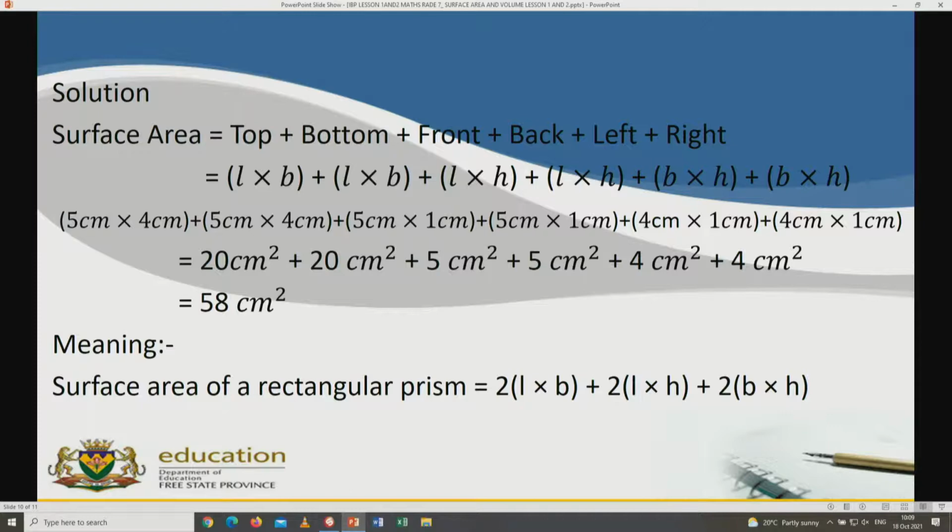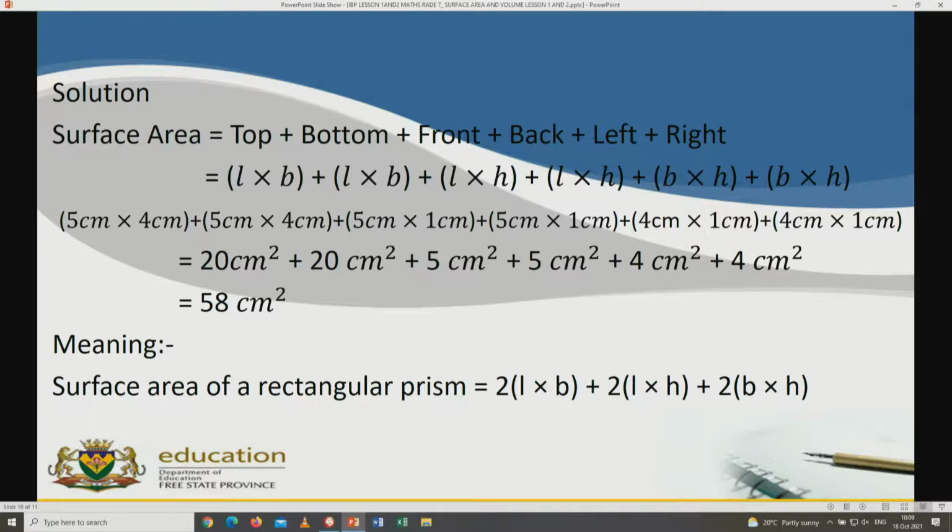The front will be identical with the back. And that will be the length multiplying the height. And also the left and the right will have the breadth multiplying the height. And therefore, we did the substitution.